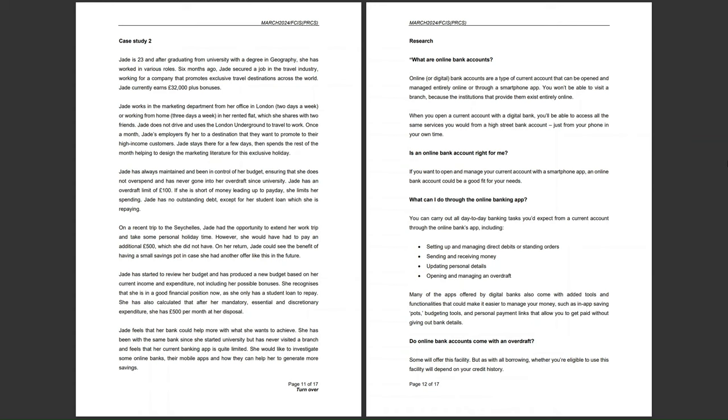The third paragraph begins, Jade has always maintained and been in control of her budget, ensuring that she does not overspend and has never gone into her overdraft since university. Jade has an overdraft limit of £100. If she is short of money leading up to payday, she limits her spending. Jade has no outstanding debt except for her student loan, which she is repaying.